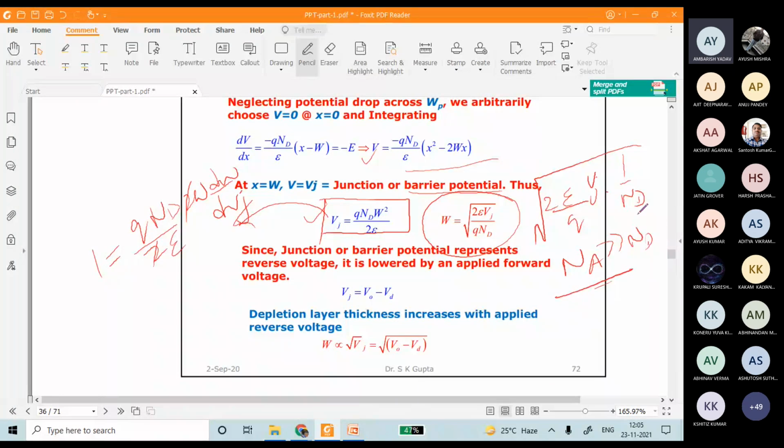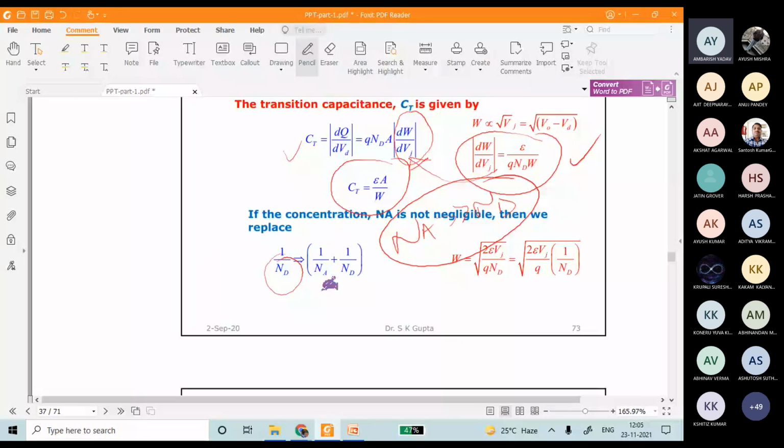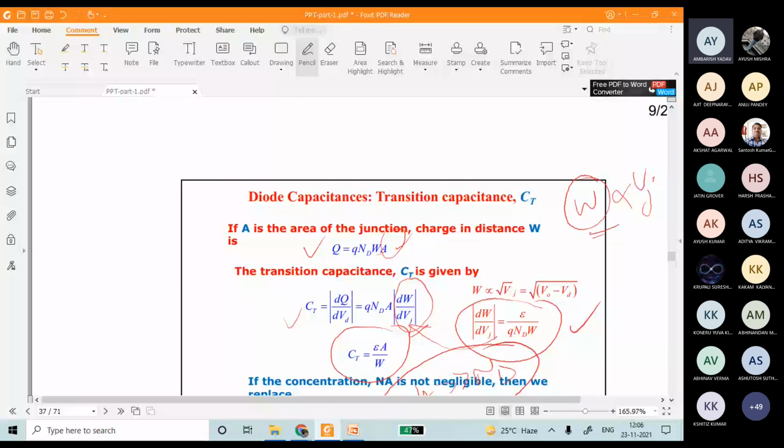So Na is neglected. But if Na is not too large, then the depletion may be on the p side as well as on the n side, and the total depletion has to be due to the depletion on the n side and the depletion on the p side. So this can be taken by replacing 1 upon Nd by this, and one can rewrite the equations. So this is how one can compute the CT here. Similarly, CD can also be computed.